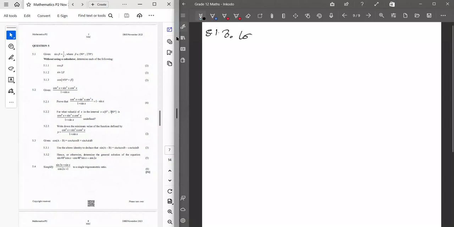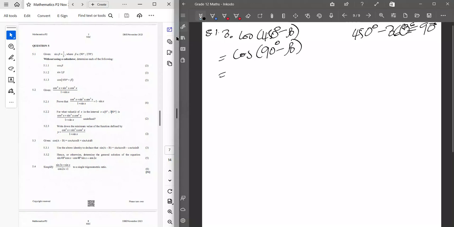5.1.3: cos(450 degrees minus beta). This angle is over 1 revolution. So if you say 450 minus 360, what is it? It will be 90, isn't it? So you can write it as cos(90 degrees minus beta).